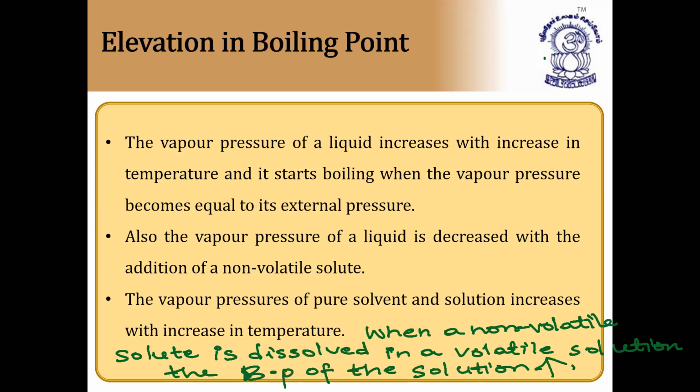In a simple way you can understand: when a non-volatile solute is dissolved in a volatile solution, the vapor pressure of the solution decreases. That is called relative lowering of vapor pressure. And here the boiling point of the solution also increases. This is called elevation in boiling point. I hope it is clear now.